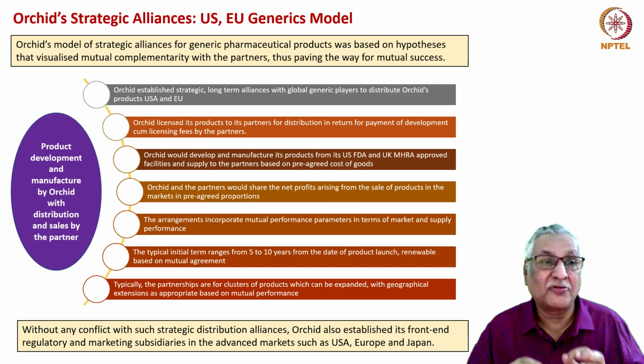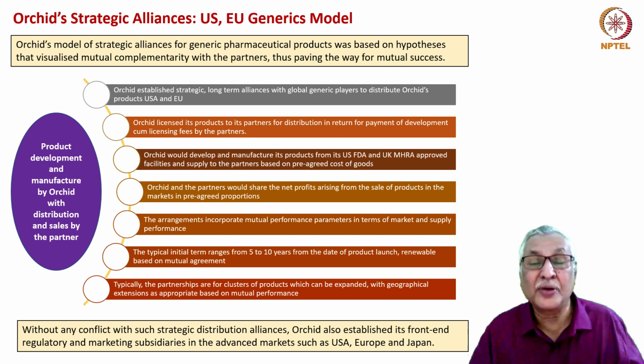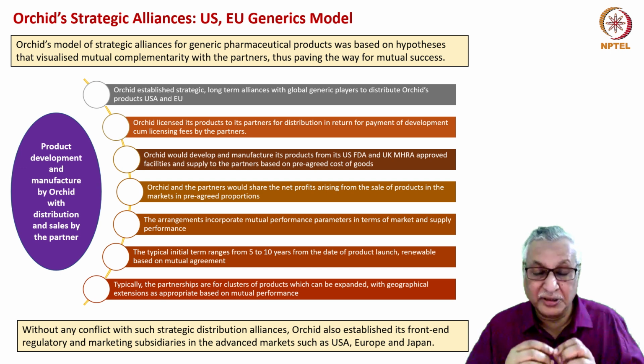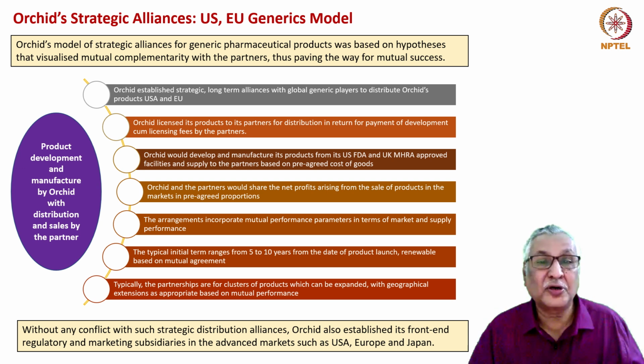One of the highlights of Orchid's business development has been the era of strategic alliances. The US EU generics model that has been pioneered by Orchid had no parallels in the industry. The hypothesis was one of mutual complementarity with the partners and mutual synergy in terms of facilities, intellectual property, and marketing development capabilities. Basically, the alliances looked at product development and manufacture by Orchid with distribution and sales by the partner. So there were several facets of this generics model.